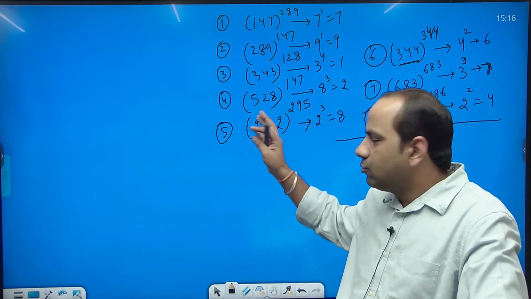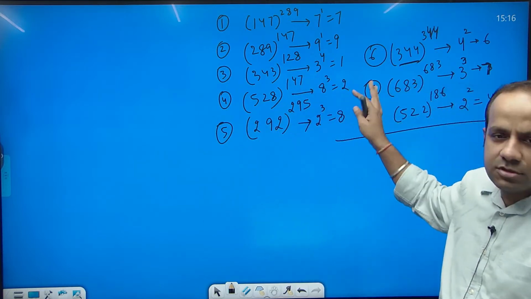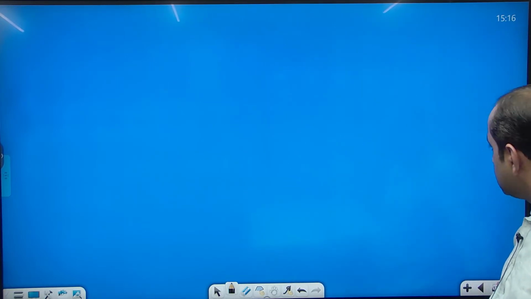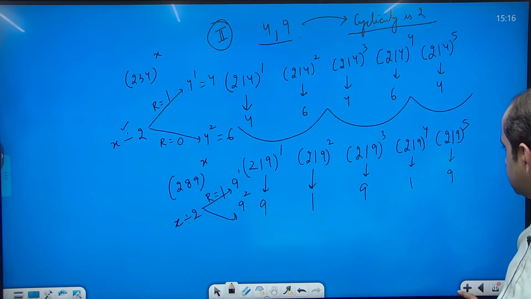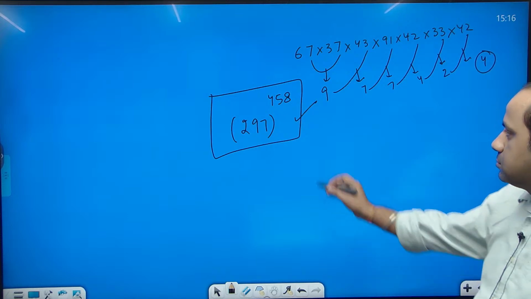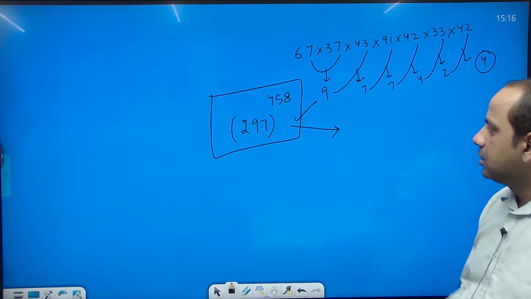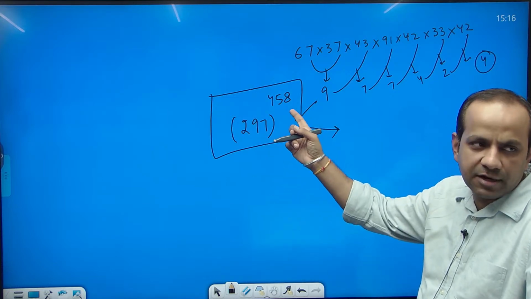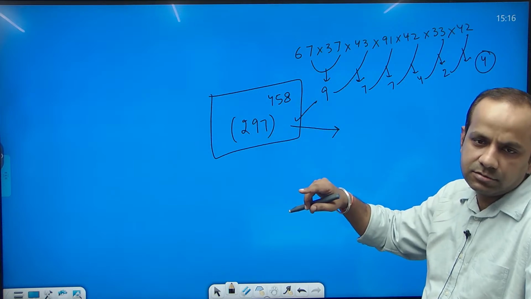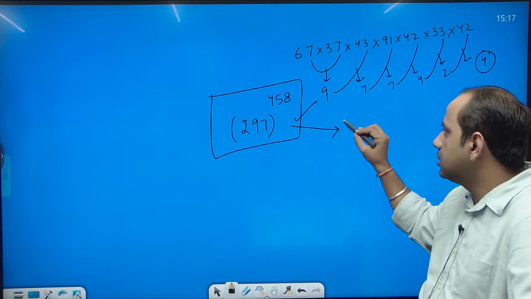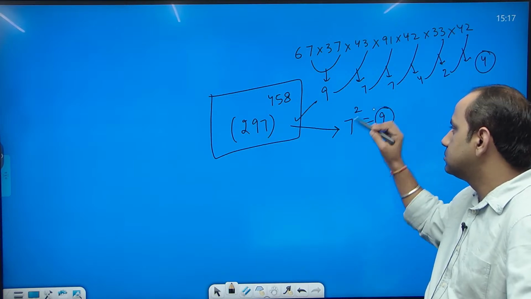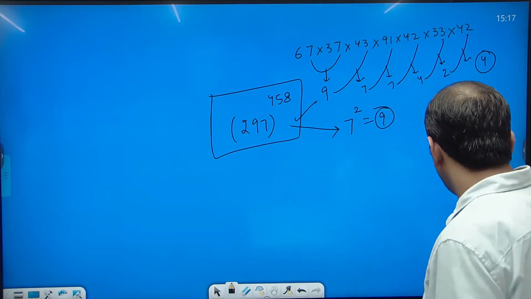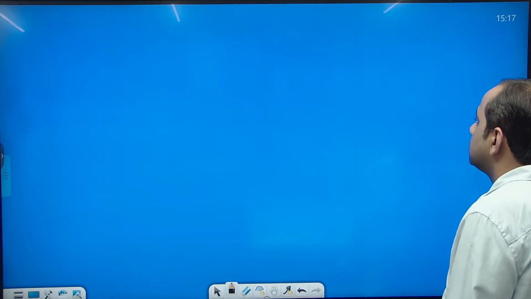So I hope calculating unit digit, these types of questions you can easily manage. Earlier we saw a question that scared you. What was that question? What will be its answer? 297 raised to the power 458. Which category does this belong to? We will divide 458 by 4, the remainder will be 2. So your answer is 7 to the power 2, which is 9. Now it's quite simple. Will it take 1 minute? No. More than 30 seconds is not required.